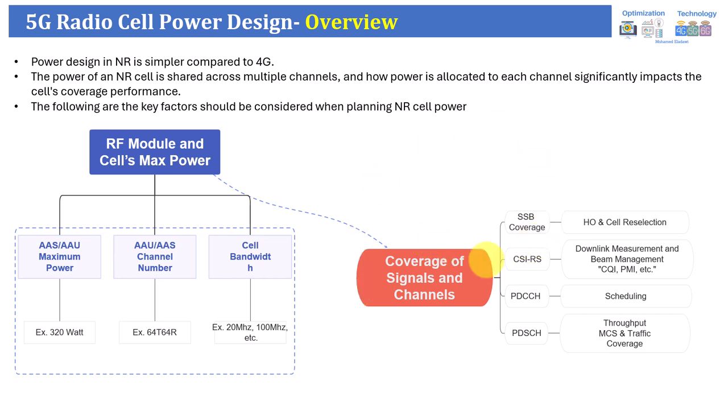We'll discuss all of that in the next slides, but just keep in mind these are the key major factors: the maximum hardware capability and bandwidth. Then based on that, you can calculate something called cell reference power. Based on the cell reference power, you can start understanding what your other channel power is and so on. So let's move to the next part about the cell reference power calculation.